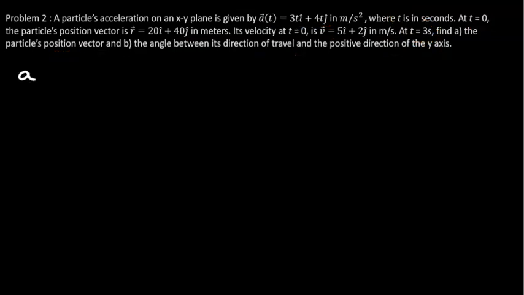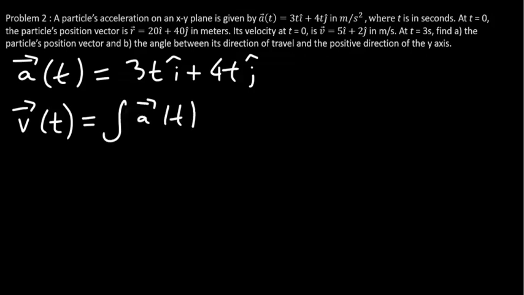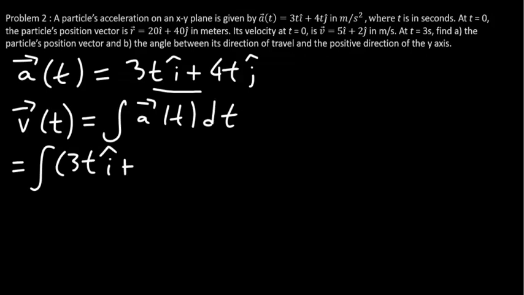So we are given the acceleration vector completely. So it's 3t i hat plus 4t j hat in the unit of meter per second squared. So let's first proceed to determine the general expression for the velocity vector. It is given as an integral of the acceleration vector with respect to time. So substituting the expression for a, you have 3t i hat plus 4t j hat dt.